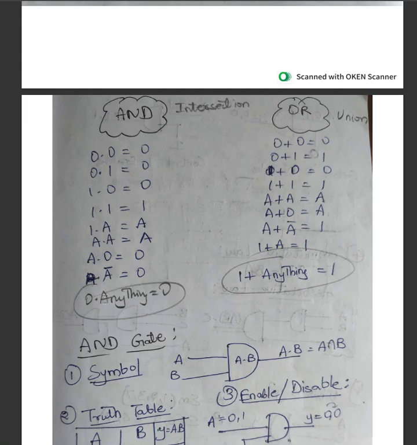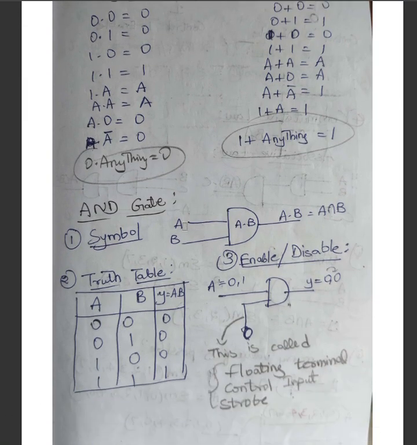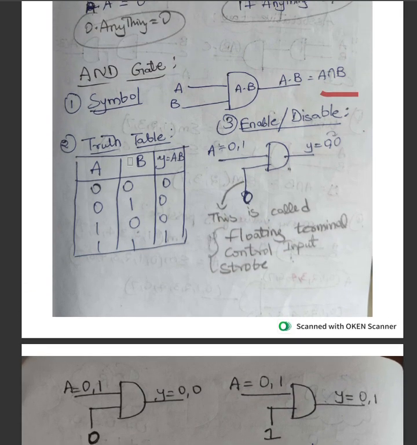Then let's see the AND gate and its symbol. You represent the AND gate in this form, and you can also say it's A intersection B. Then we have the truth table.